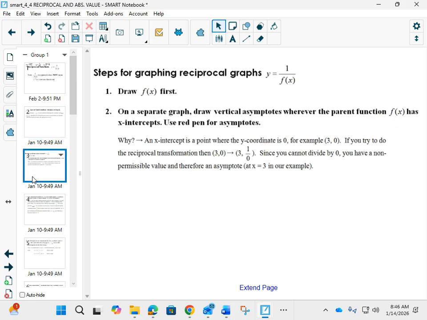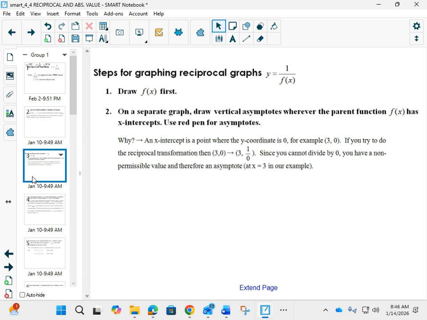First, how are we going to go about doing this? Well, we're going to draw our original graph first. And steps 2 and 3 are going to result in asymptotes. And you've actually seen this idea already. If you had a non-permissible value in chapter 2 with reciprocal graphs, that non-permissible value either ended up as a vertical asymptote or a hole. With reciprocal graphs, it's always going to end up as a vertical asymptote.